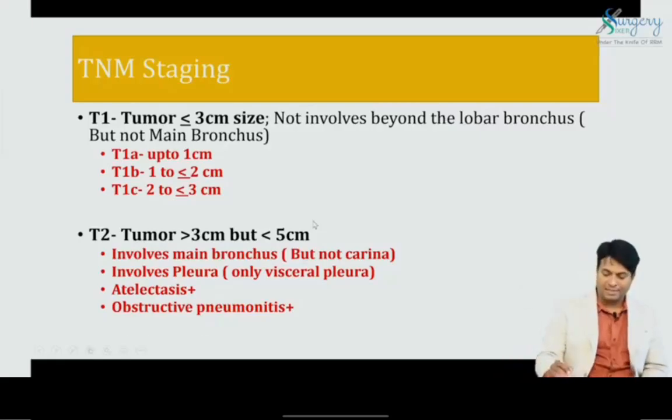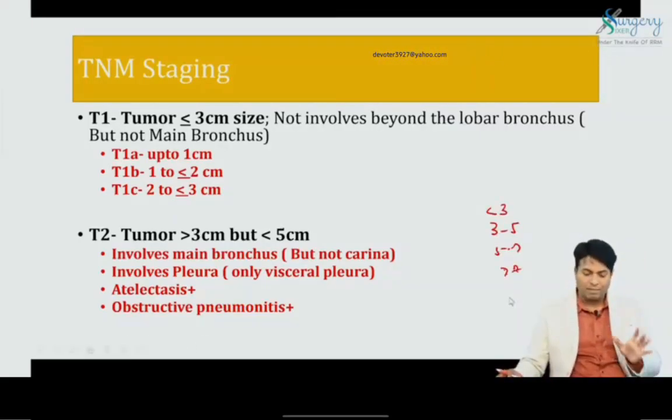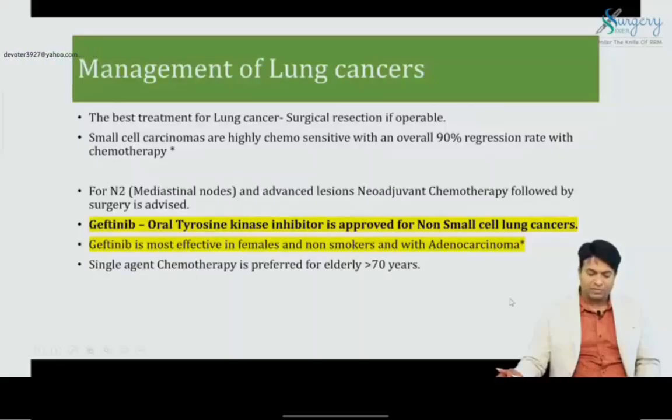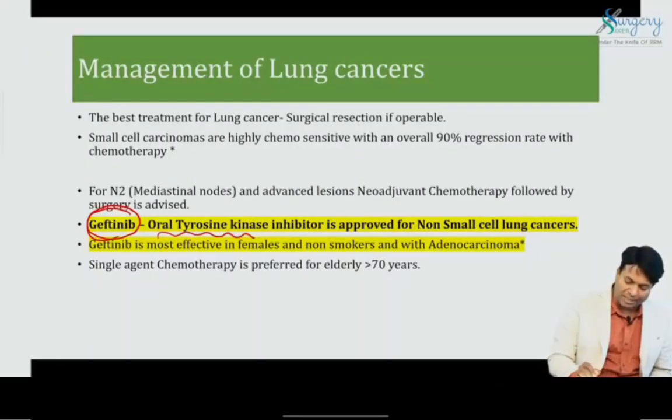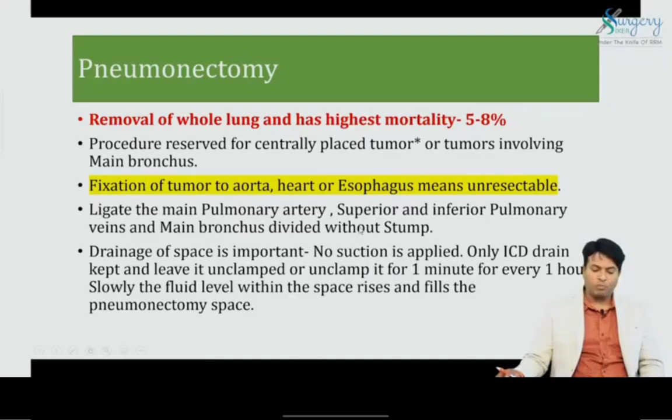So please remember the staging: less than 3, 3 to 5, 5 to 7, more than 7. So this is size less than 3, 3 to 5, 5 to 7, more than 7 centimeters. Various investigations we discussed, and please don't forget the drug gefitinib is the oral tyrosine kinase inhibitor approved for non-small cell cancers. So the lobectomy, segmentectomy, pneumonectomy, all these points you should not forget.